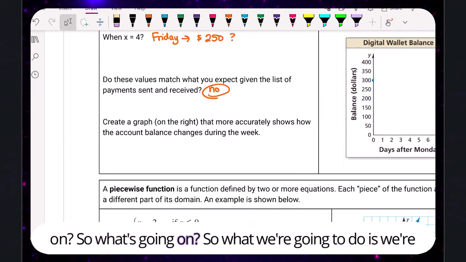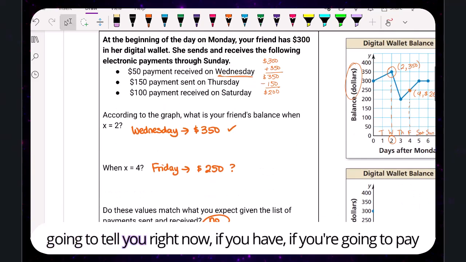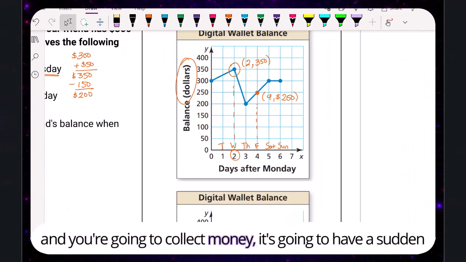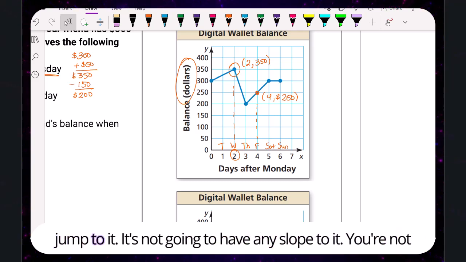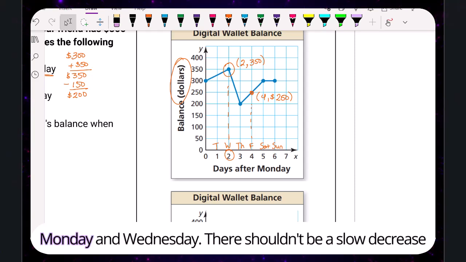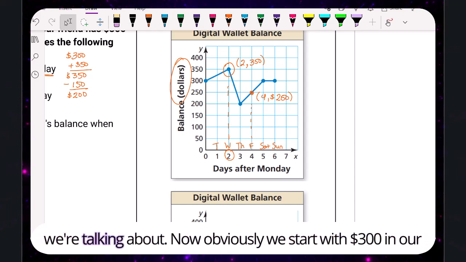So what's going on? What we're going to do is create a graph that is more accurate. I'm going to tell you right now, if you're going to pay and collect money, it's going to have a sudden jump to it. It's not going to have any slope to it. You're not going to have money slowly increasing between Monday and Wednesday. There shouldn't be a slow decrease between Wednesday and Thursday.